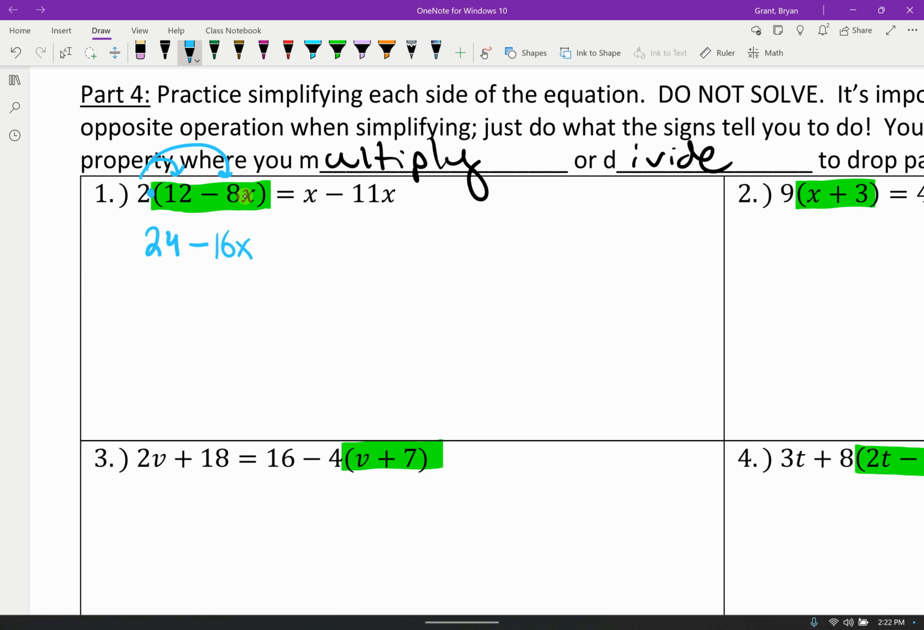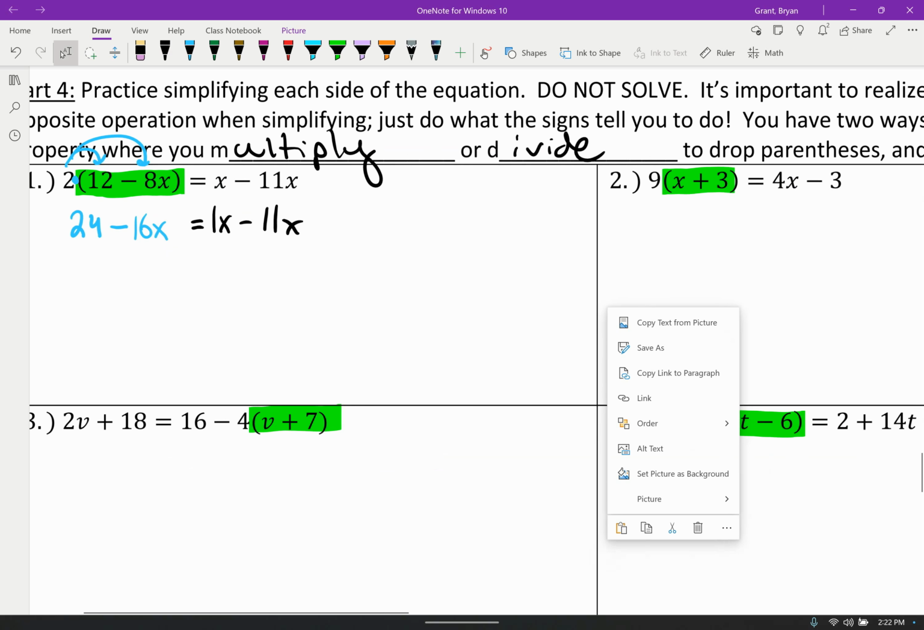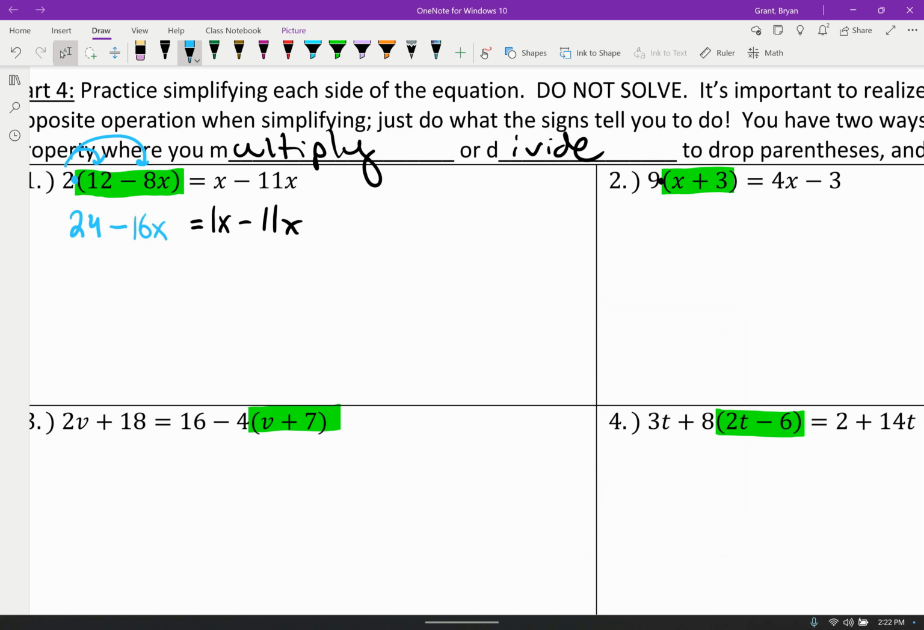2 times a negative is a negative, but then it becomes a minus, because they really are kind of the same thing. It's just about the context. And there were no parentheses on the other side, so I'll just rewrite. There's a 1x here minus 11x. Okay, so let's try those other 3, right? We have 9 times each of these. 9 times x, you could put the invisible 1, is going to give you 9x. 9 times positive 3 is positive 27, which we write as plus 27.